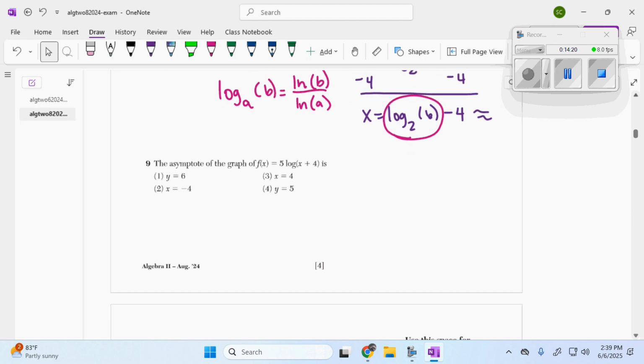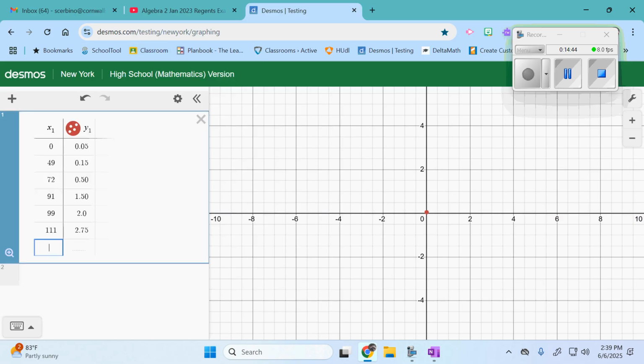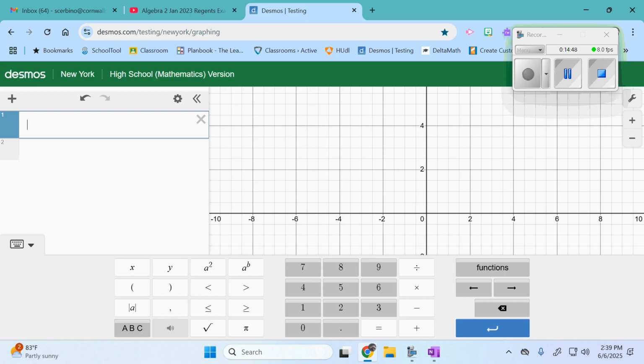Number 9 is asking us for the asymptote line of the graph of the function f of x equals 5 log of x plus 4. First things first, if it's a logarithm, we know it's going to have a vertical asymptote line. So right away, test-taking skill here, we know that vertical lines have x equals equations, so this cannot be choice 1 or 4. So now I can graph this and see what it looks like and identify where my asymptote line is. Although some of you might even know it just by looking at the function.